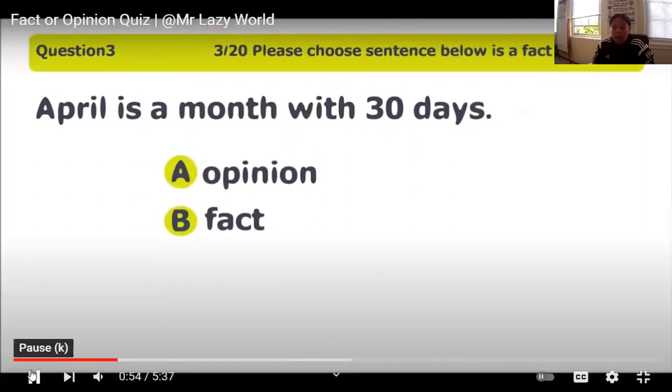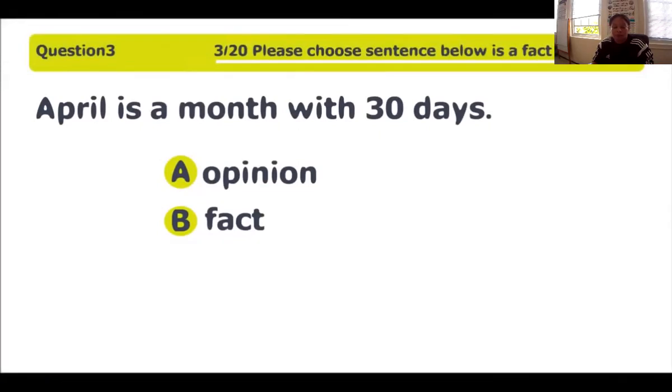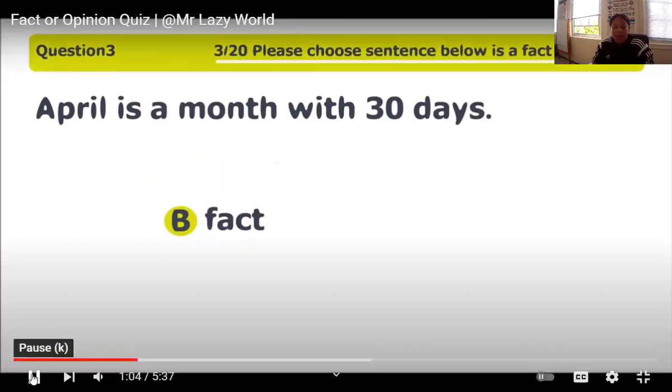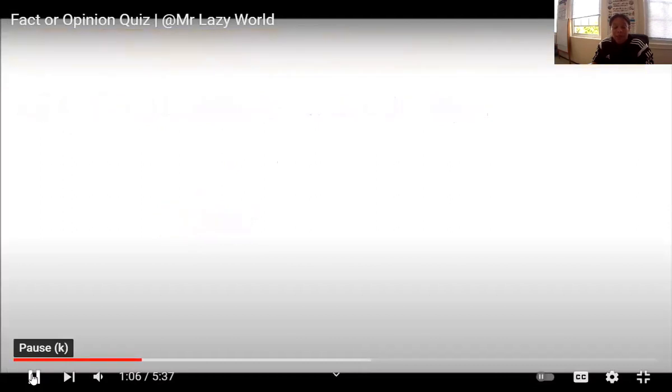Next, April is a month with 30 days. Is this a fact or an opinion? Is this always true, or is this what someone thinks, feels, or believes? If you're not sure, there's a little nursery rhyme. It goes, 30 days has September, April, June, and November. So that's a little clue. All right, that's a fact. There are 30 days in April.